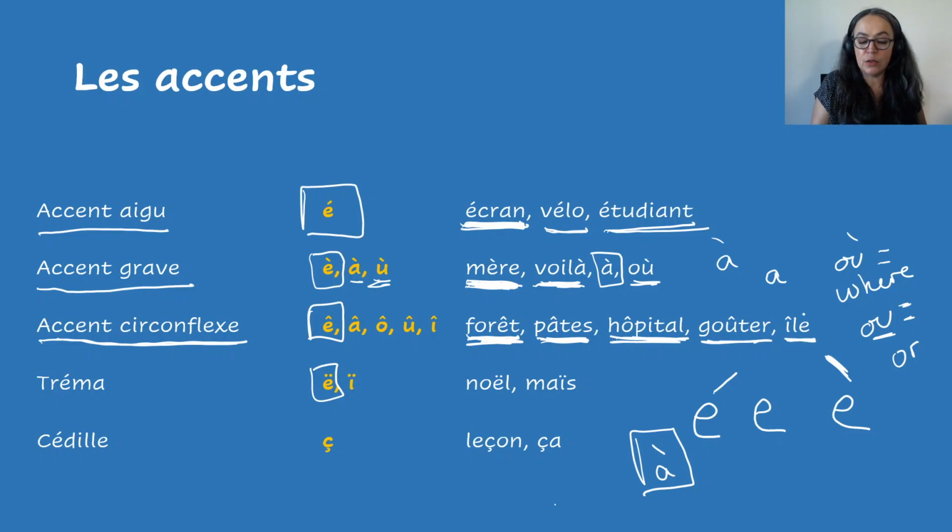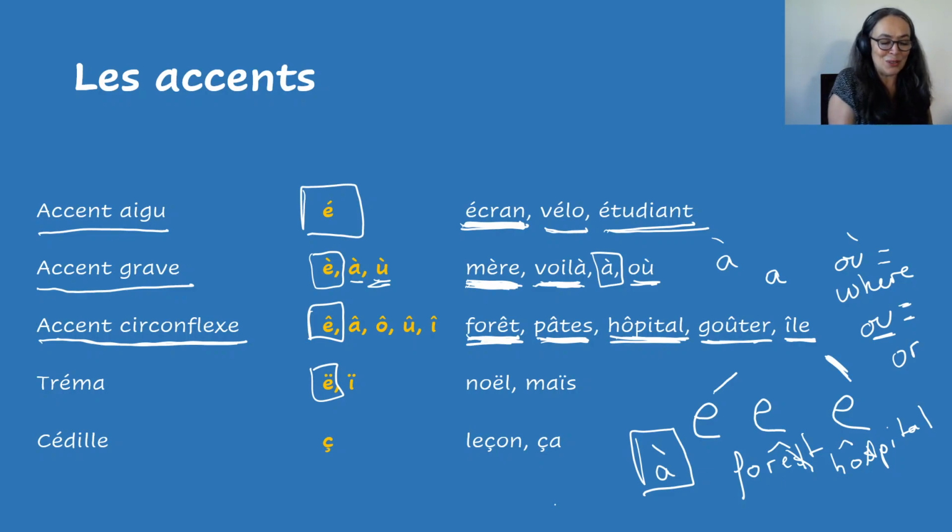So why do we have those accents? It's because with the evolution of the language, before we had an S. The forêt was spelled like this, and then we lost the S, that became an accent circonflexe. Same with hospital, right? That it's still there in English, but then it became like this in French.